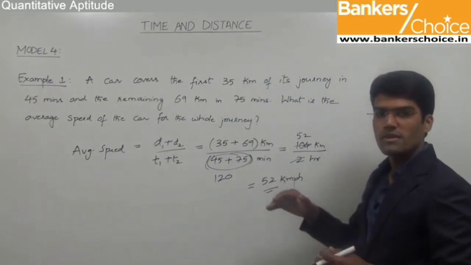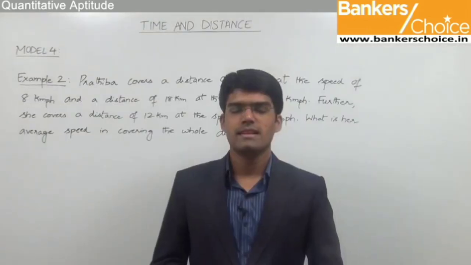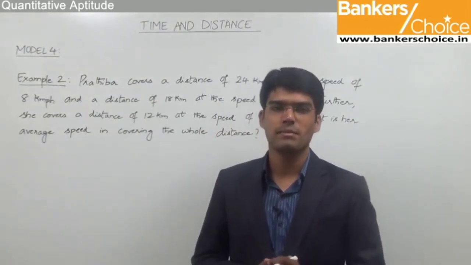So this is how we can always find out the average speed as total distance travelled by total time taken. Let us now discuss another example from average speed.